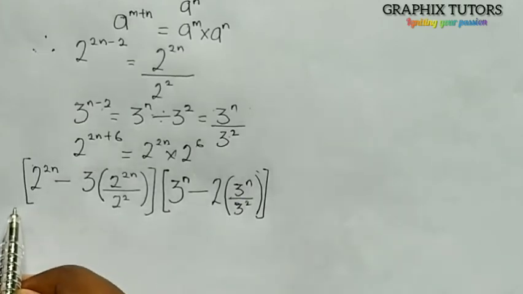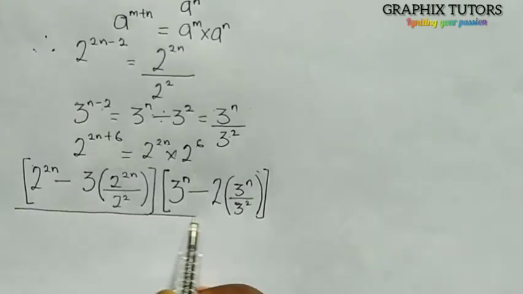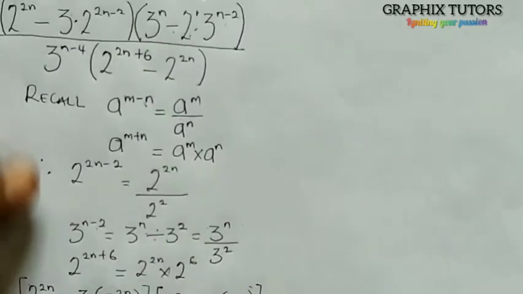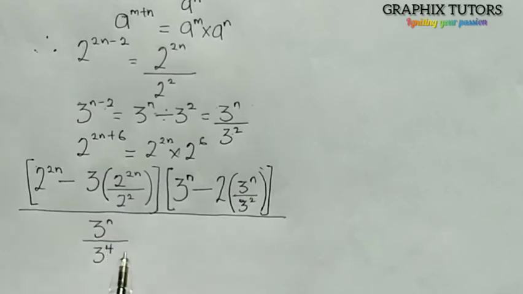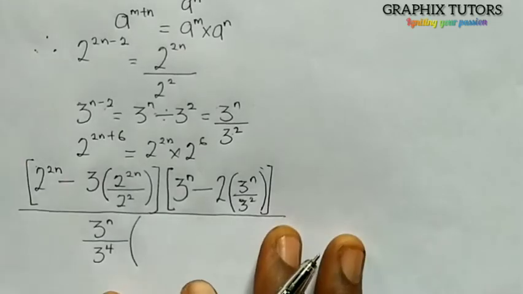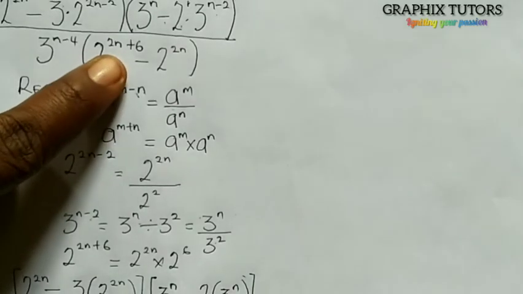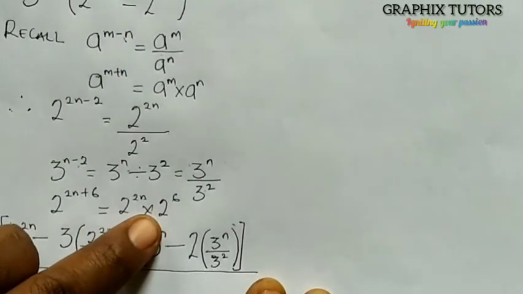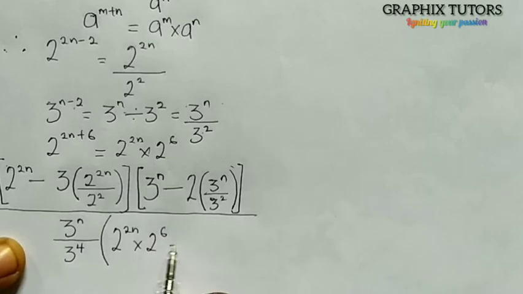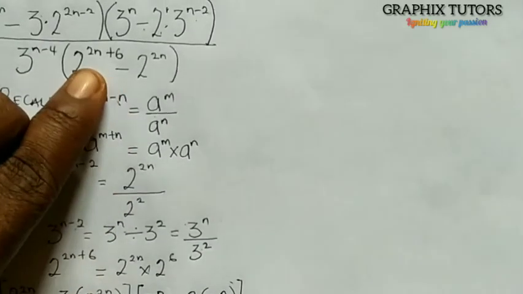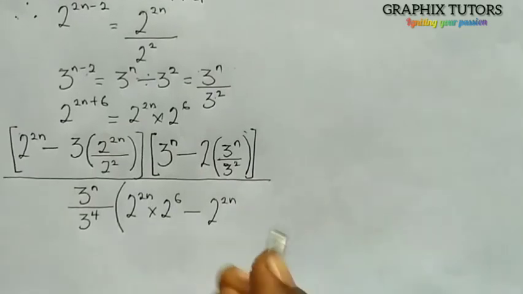All over everything here, divided by, so I'm writing this guy, 3n to the power of 4, I'm going to write 3n all over 3 to the power of 4. Into brackets, so I'm writing this, 2n plus 6, I'm going to write 2n times 2 to the power of 6. So you give me 2n times 2 to the power of 6 minus 2n, because that is what we have here, 2n. Right? So from here, I'll close the bracket.